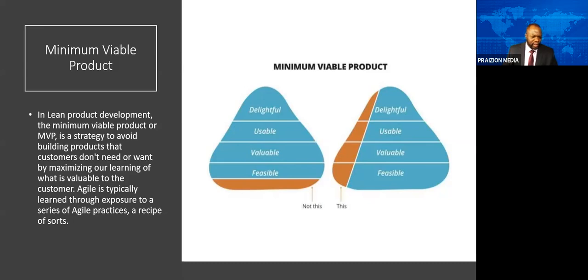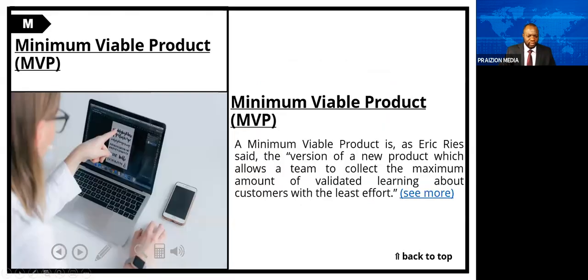So again, in lean product development, the minimum viable product, the MVP, is a strategy to avoid building products that customers don't need or want by maximizing our learning of what is valuable to the customer. Agile is typically learned through exposure to a series of agile practices, a recipe of sorts. So as a reminder, MVP, stuff that we talked about before, utterly important as someone taking this exam. And there we have it.